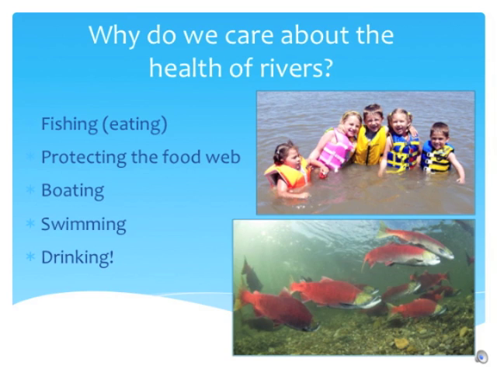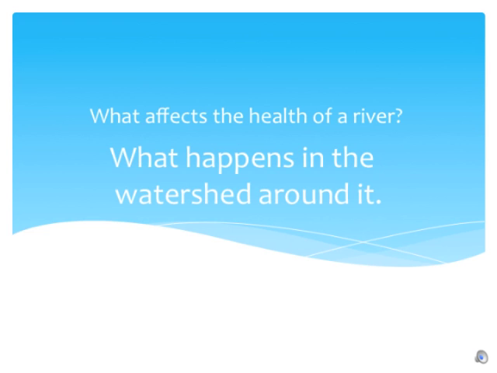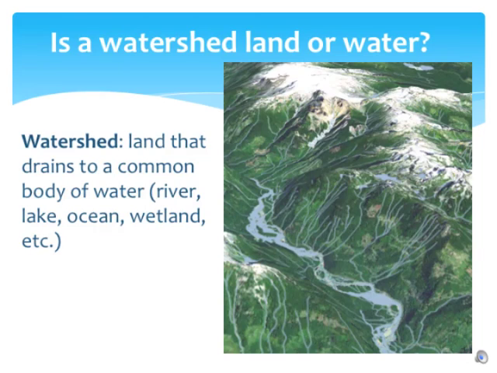Now, before I advance to the next slide, I want you to think about for a second what impacts the health of a river. Is it what goes on inside the river, or is it what goes on around it? What affects the health of a river is what happens in the watershed around it. So what is a watershed then? Is a watershed made of land, or is it made of water? A watershed is made of land.